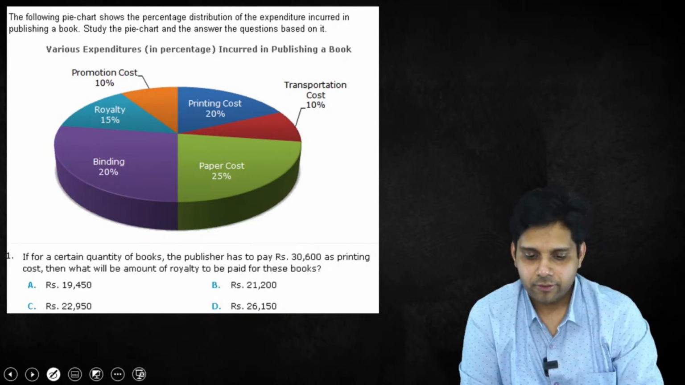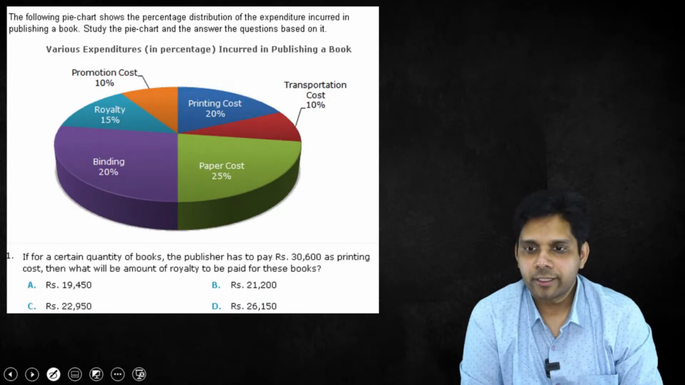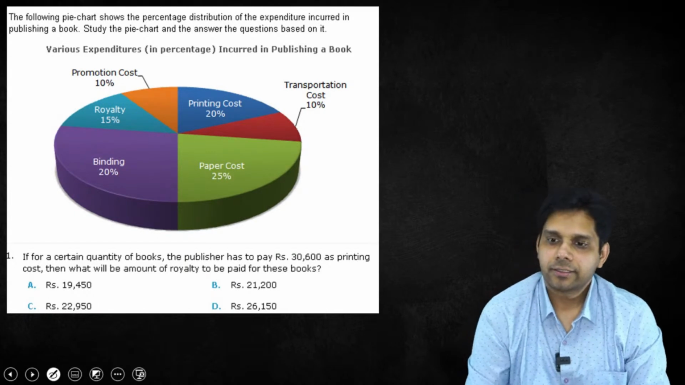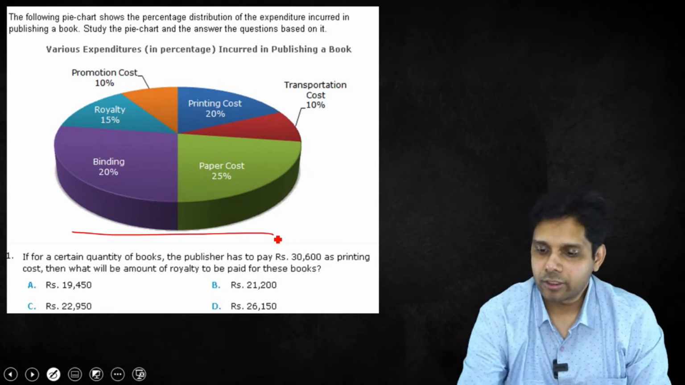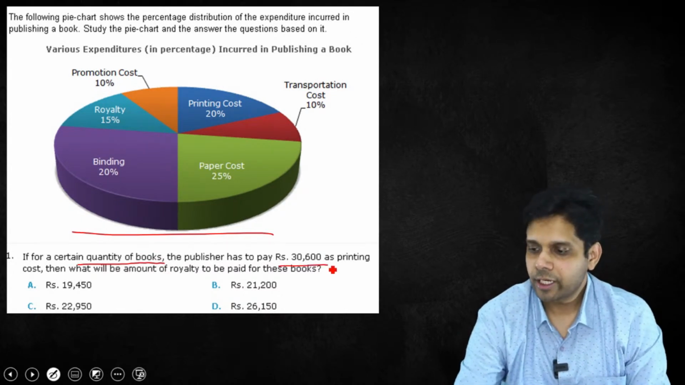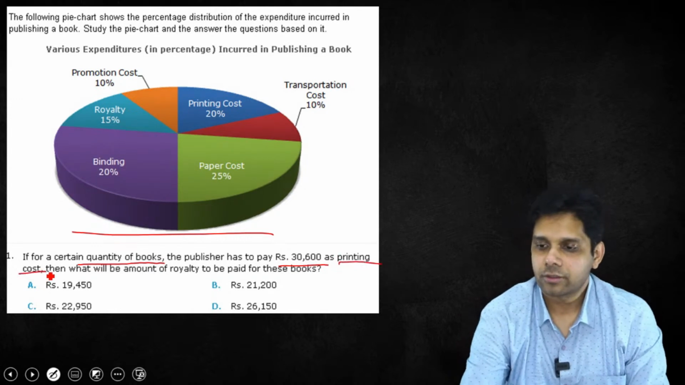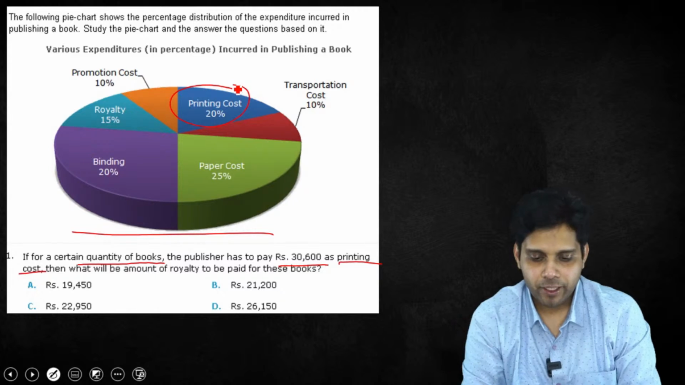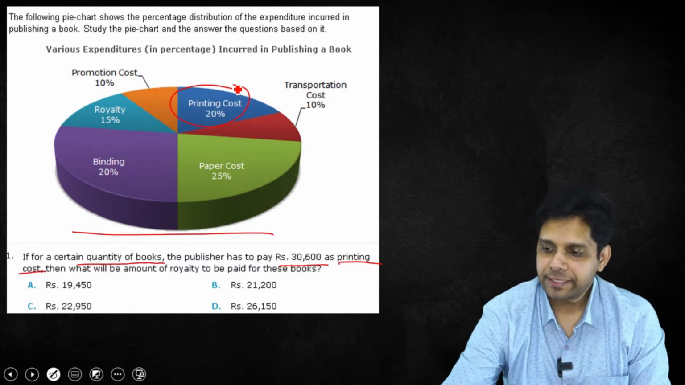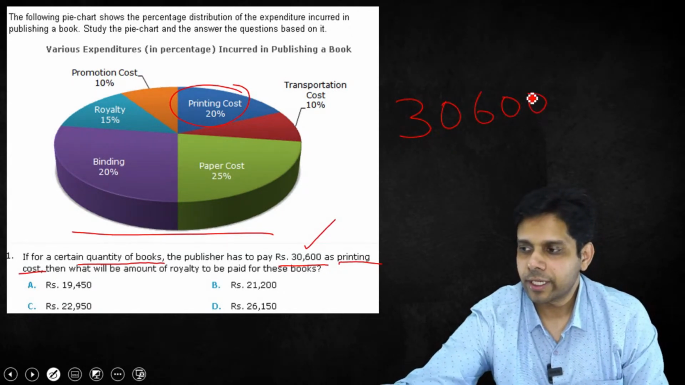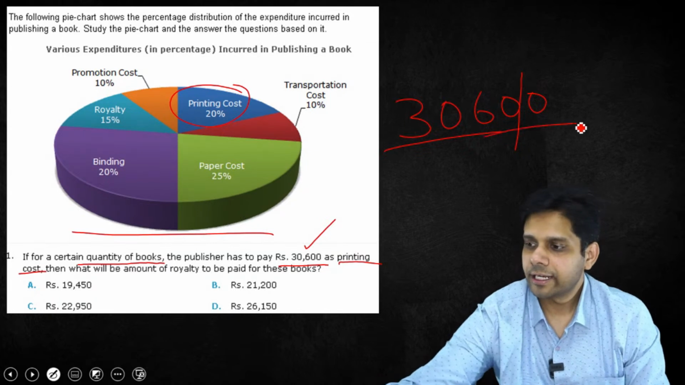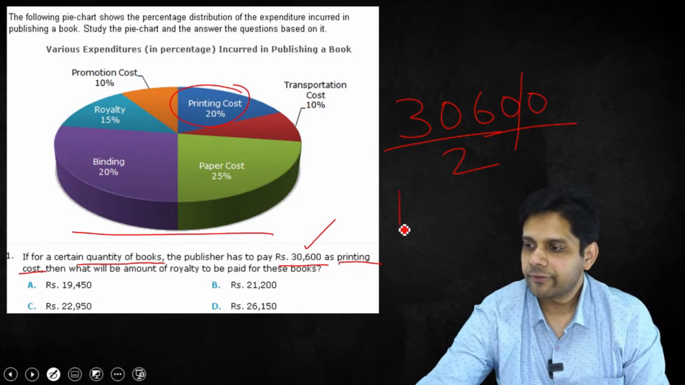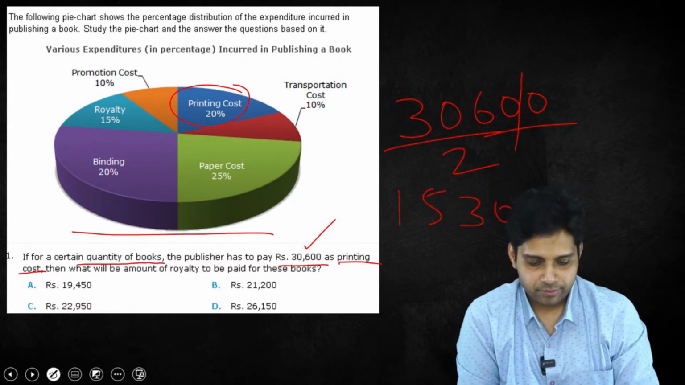Okay. Fine. So basically, let's look at the approach here. It says that this is a pie chart where you have the percentage distribution of expenditures, right? Now, what it says, printing cost. Here, for a certain quantity of books which we don't know, the publisher has to pay 30,600 as printing cost. So printing cost is how much? 20%. Is it clear? So if 20% is 30,600, then what is 10%? 10% is nothing but you have to divide it by 2. So when you divide it by 2, it will be 15,300. Right? Clear? Everybody, do you follow? 15,300?